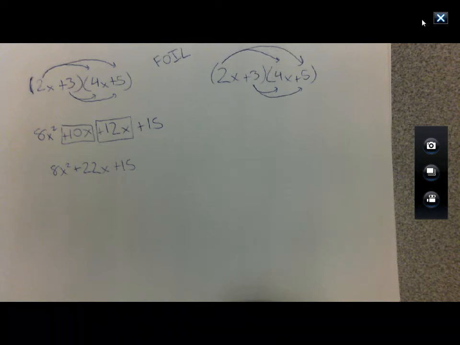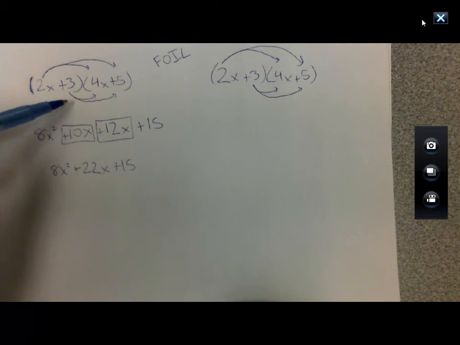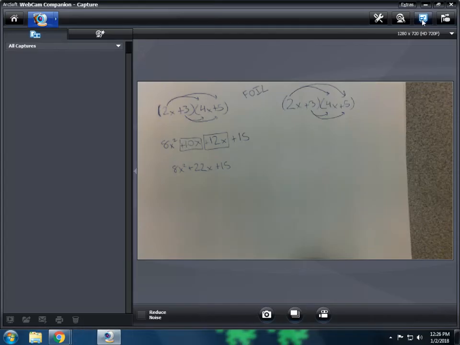So if you want to use FOIL, go for it. There's nothing wrong with FOIL for multiplying two binomials together. I won't use it very often, if at all. But if I say FOIL it out or expand it out, this is what I'm talking about. So that's FOIL if you choose to use it. First, outer, inner, last. Or you can just do what I did here and distribute. Distribute to everything, distribute to everything. Same idea.